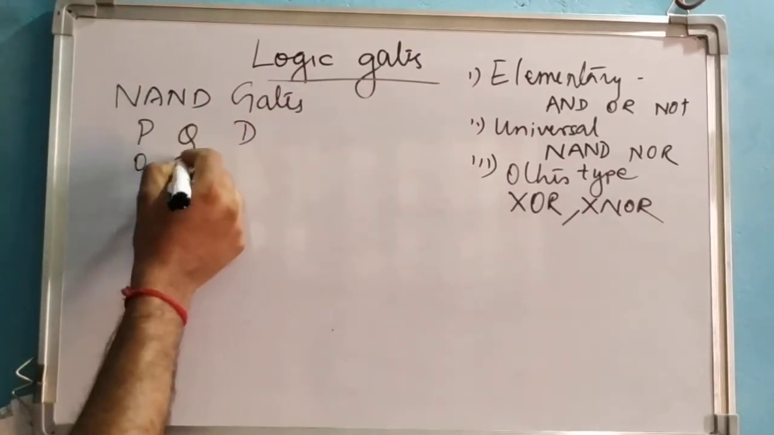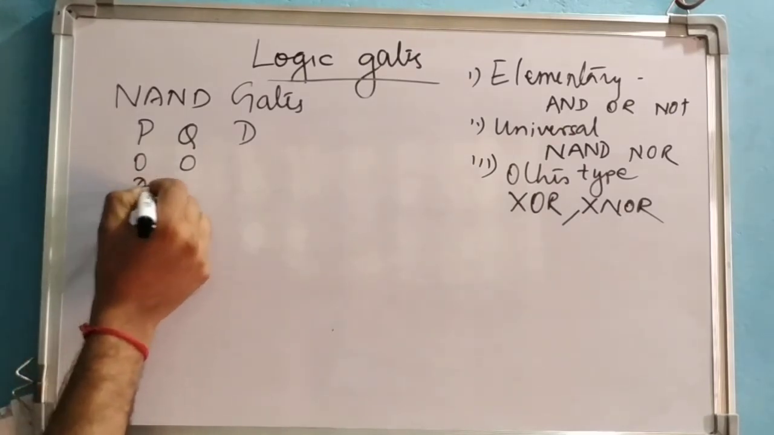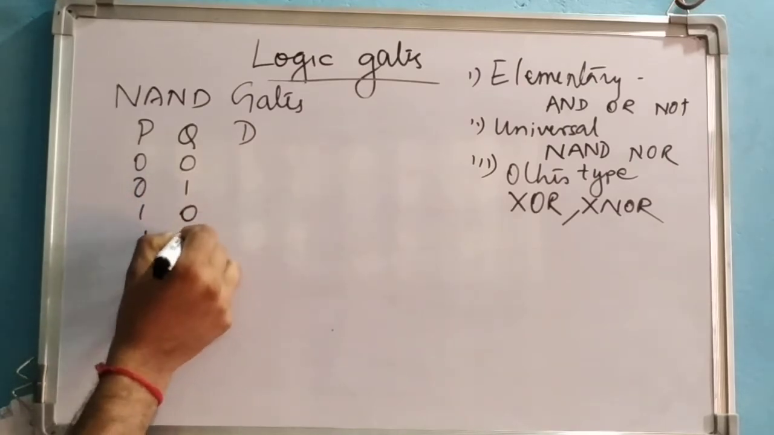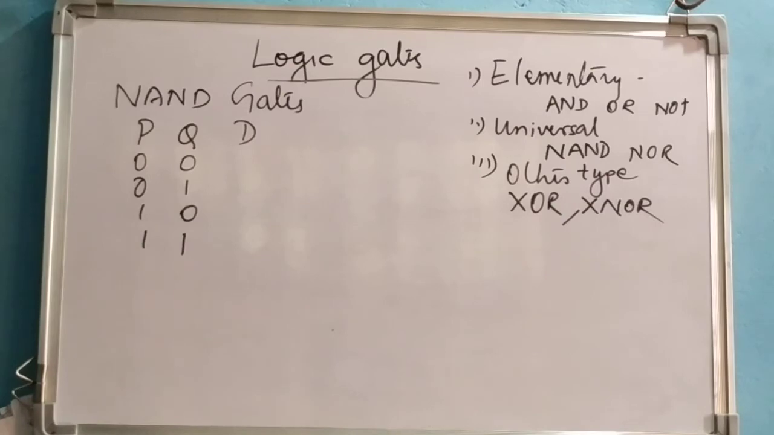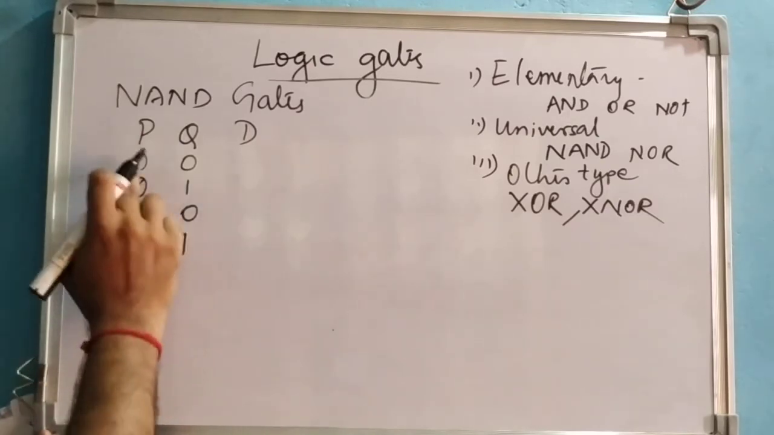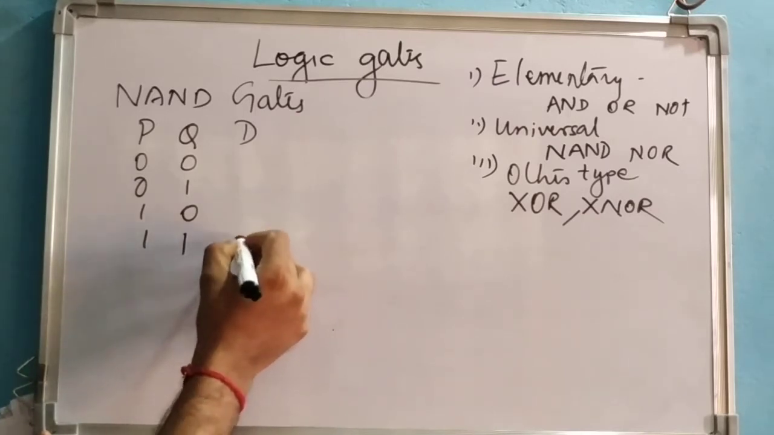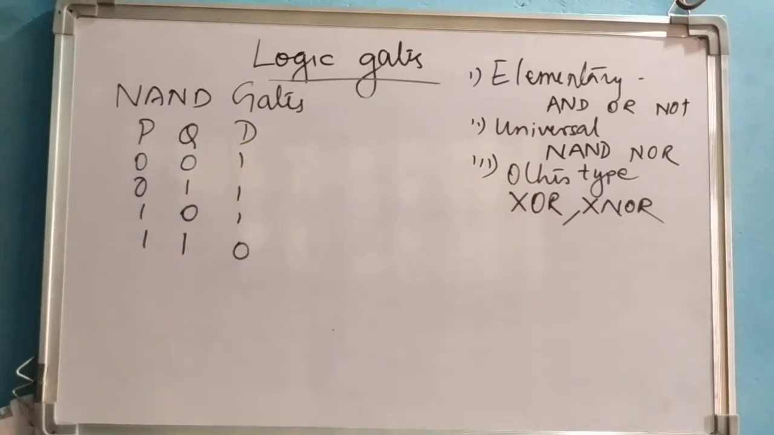Now we know 0, 0, then 0, 1, false, true, true, false, both are true. We should know that the NAND gate gives the reverse of the AND gate. So what we have to do: we know that for an AND gate, this will be 1 and the others are 0, but NAND is the opposite of that, so this will be 0 when all are true. So this is the NAND gate.